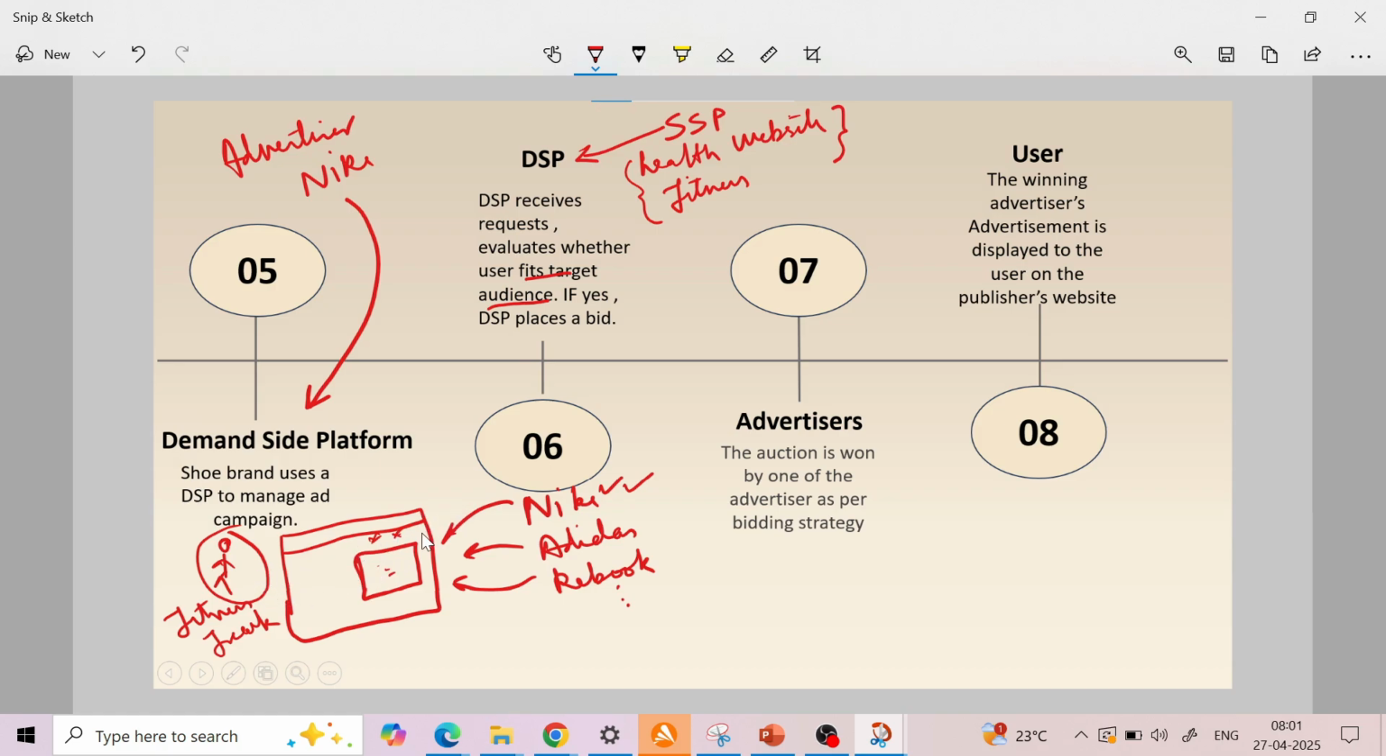So this is a very relevant ad that Nike wants to show to this particular fitness freak user, and there is a high propensity that this user will most probably click on this ad and get converted by making a purchase related to the shoe. So the winning advertiser's advertisement is displayed to the user on the publisher's website. This is the final step.